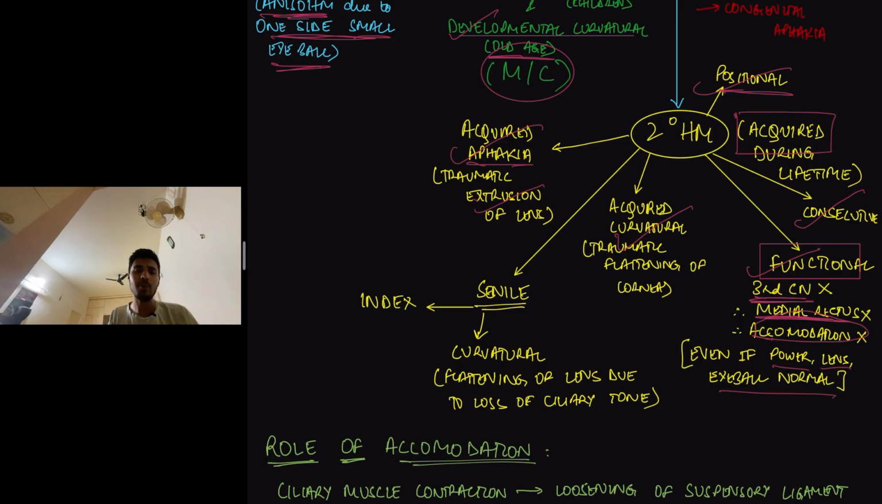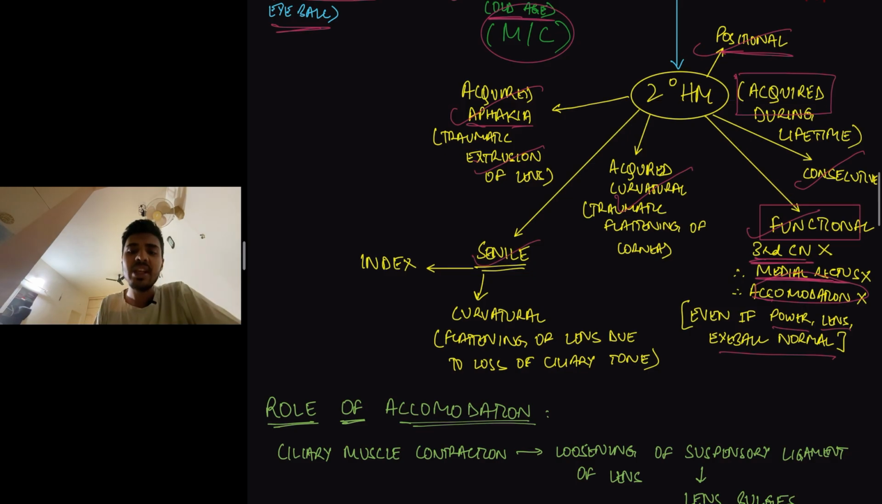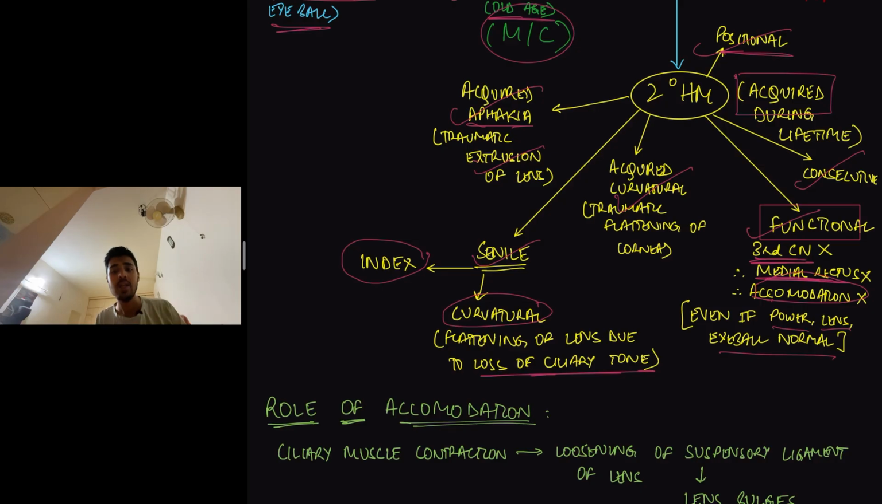Now, accommodation is very, very important. Accommodation is what helps us see the nearby objects by increasing the power of the eye. Now, even though we are increasing the power of the eye, here accommodation reflex is not taking place, so that causes functional hypermetropia. Then you have senile index hypermetropia. How? Because of cortical sclerosis. Cortical sclerosis leads to senile index hypermetropia. Whereas senile curvatural hypermetropia, as I said, because of loss of ciliary tone with old age, the ciliary muscle tone reduces more and more. So because of that, what happens? The suspensory ligament of lens, the ciliary zonules, they become tighter and tighter and they pull on the lens. That causes flattening of the lens.